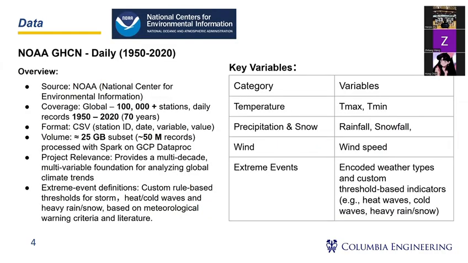We use NOAA GHCN daily data from 1950 to 2020, which is about 70 years. It covers over 100,000 stations around the world. The row format is CSV, and each row looks like station, date, element, and value. In our project, we process about a 25 gig subset, around 50 million records, using Spark on GCP Dataproc.